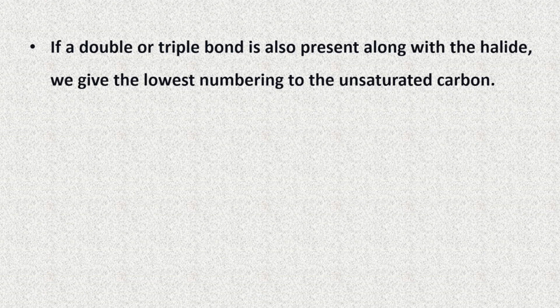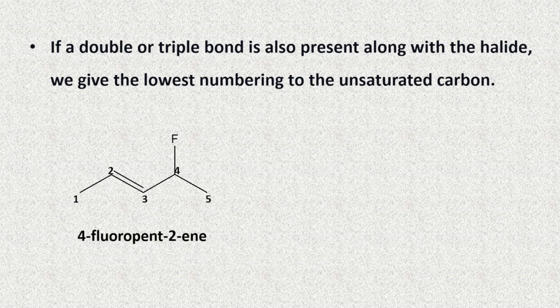If a double or triple bond is also present along with the halide, the lowest number will be given to the unsaturated carbon. In this compound, the numbering must be carried out from the left end to give more priority to the double bond. Hence, numbering must be carried out to give priority to the double bond. So, its nomenclature is 4-fluoropent-2-ene. Similarly, the second compound is 4-fluoropent-2-yne, as there is a triple bond at carbon number 2.